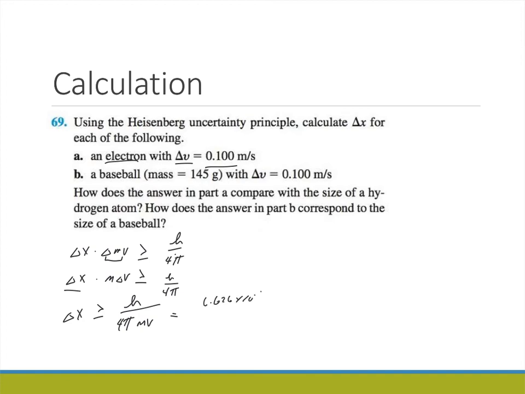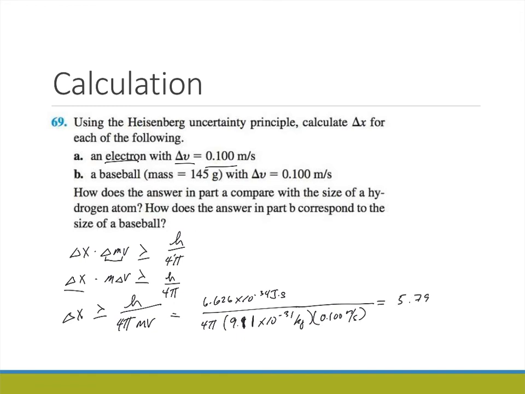6.626 times 10 to the minus 34 joule seconds over 4 pi times the mass of the electron, which is a constant that you can look up, 9.11 times 10 to the minus 31 kilograms, times the uncertainty in velocity, which was given to us as 0.100 meters per second, and we get 5.79 times 10 to the minus 4 meters.